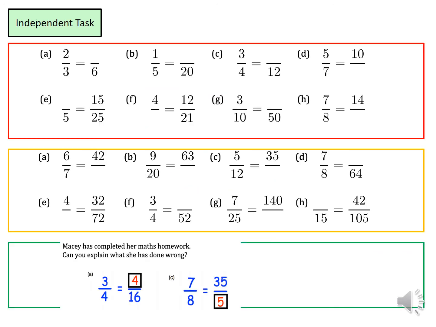Okay, we are now on to the main task. So what I would like you to do is to do 4 from the red. I would like you to do 4 from the amber, and then I would like you to do the last green question. In the green question, you need a worded answer, and it says Macy has completed her maths homework. Can you explain what she has done wrong? You must identify what she's done wrong and write it down on a piece of paper.